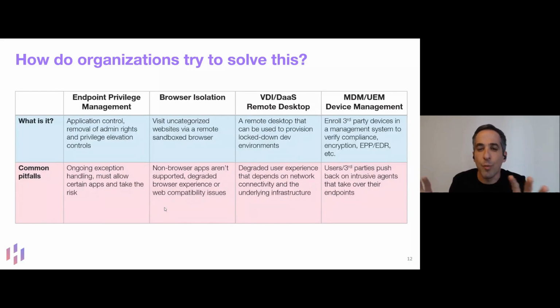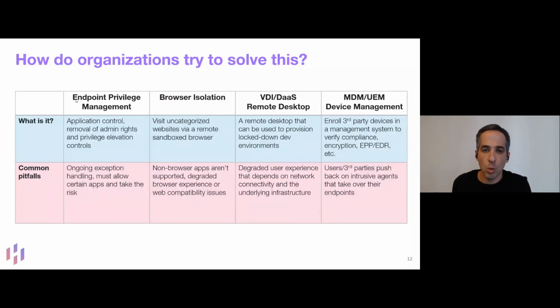And I'm just going to go through a few examples of how organizations try to solve this today. So one type of solution is something called endpoint privilege management, where basically it allows organizations to manage the local admin rights and applications you use on the endpoint and be able to set fine-grained policies around which applications you can access, which rights you get, and to organize a process for requesting those rights and approving those rights.